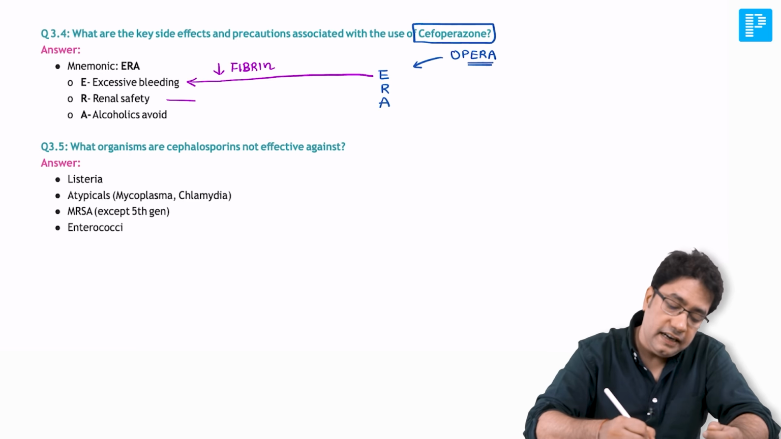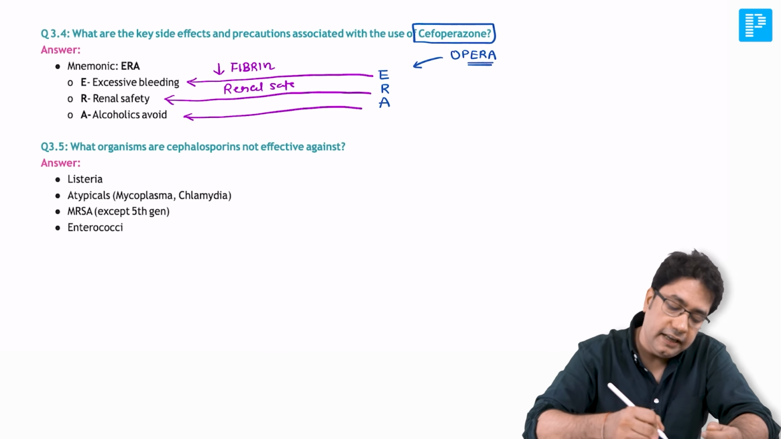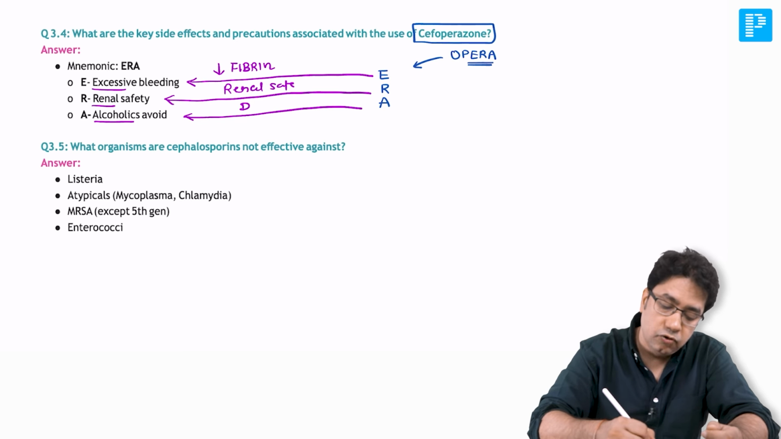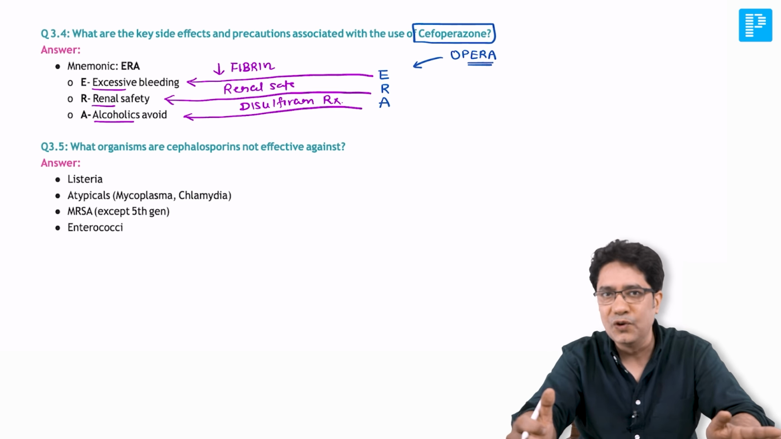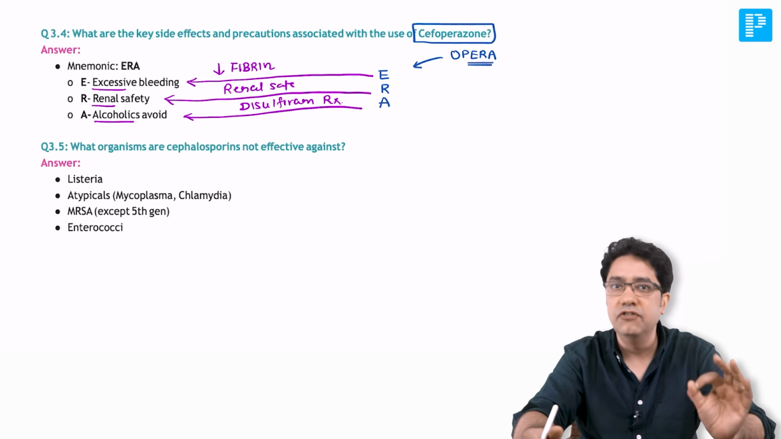R for it is renal safe. Which cephalosporin is renal safe? Cefoperazone. And A for it must be avoided in alcoholics. Why? Because cefoperazone produces a disulfiram-like reaction. Now, the last point is that all cephalosporins are not effective in which infections?